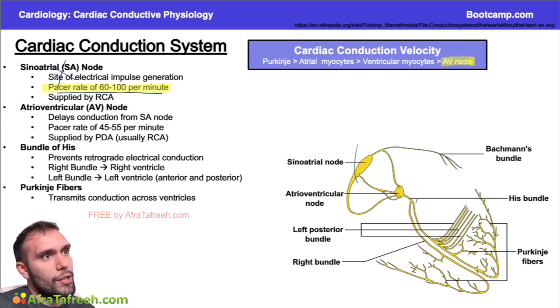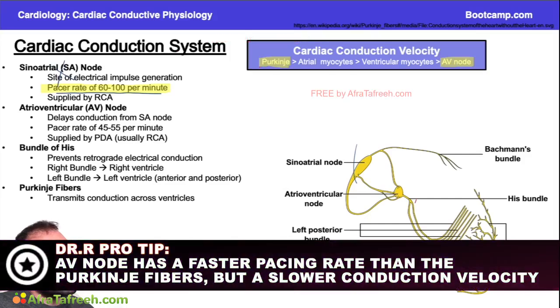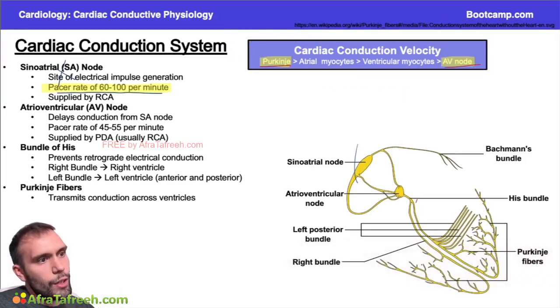So the AV node is going to have the lowest cardiac conduction velocity. The Purkinje fibers are going to have the highest, right? But the Purkinje fibers have a much lower pacing rate than the AV node, which gets tricky. So why in the world do the Purkinje fibers have a higher cardiac conduction velocity than the AV node, for example? The idea is the Purkinje fibers can forward incoming stimuli really quickly because they have a lot of gap junctions. And the reason is you want the ventricles to have coordinated contractions.